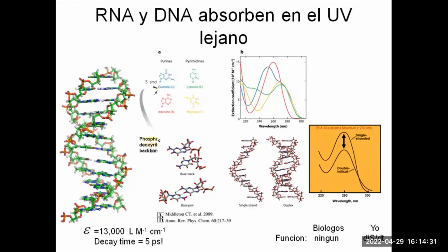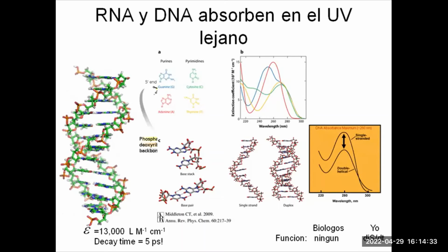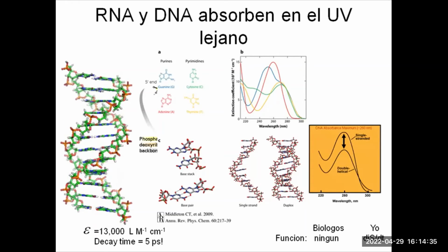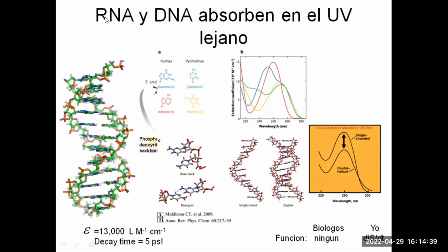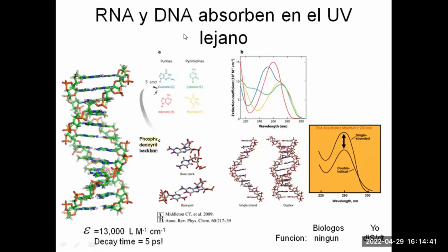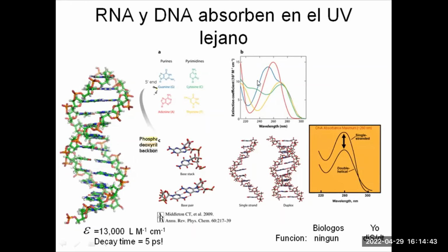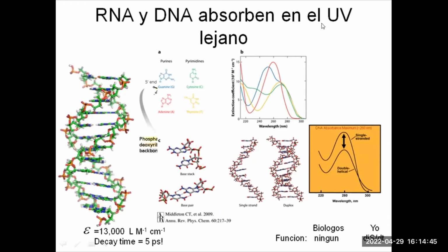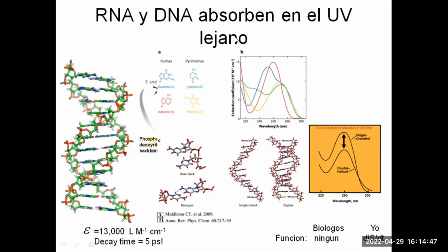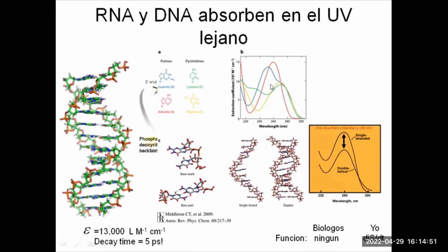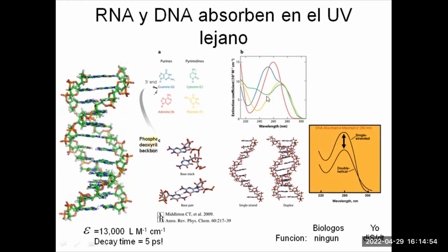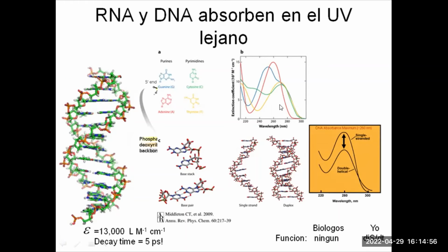And so then we discussed the different pigments which are in the leaves of the plants. One of the pigments is RNA and DNA. And these absorb in the UVC range, the far UV range. Around 260 nanometers, they have their maximum.